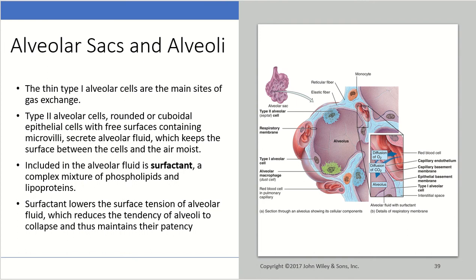So included in our alveolar fluid is something called a surfactant. This is a really complex mixture of phospholipids and lipoprotein, and this is going to help to lower the surface tension of the alveolar fluid. This in turn is going to reduce the tendency of the alveoli to collapse when you exhale, and is therefore going to help to maintain patency, or the openness of that airway.